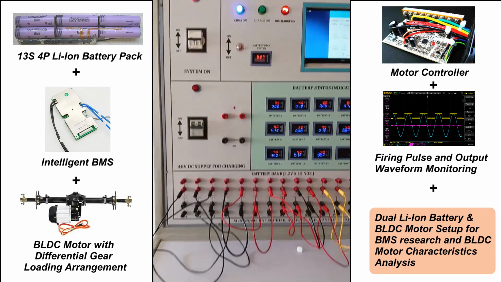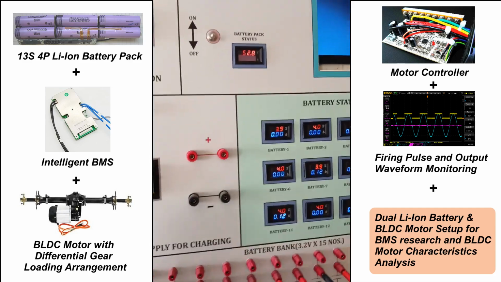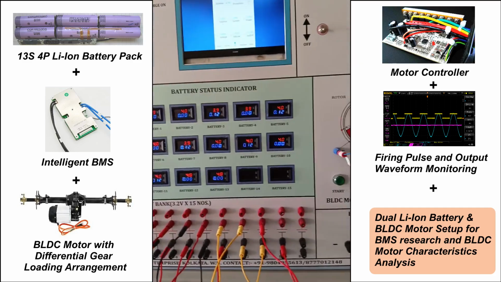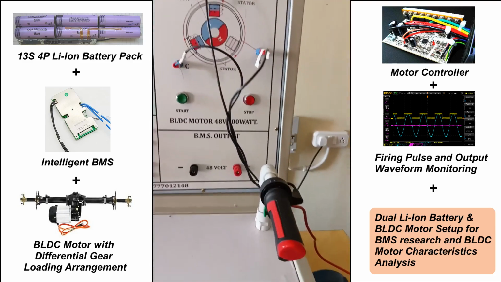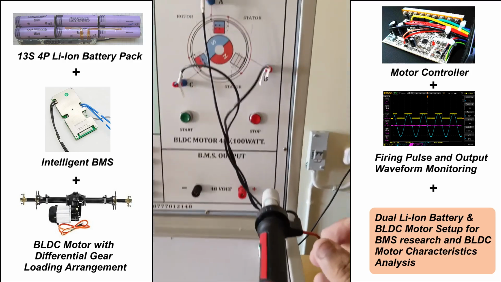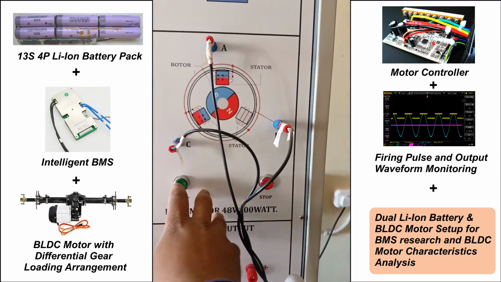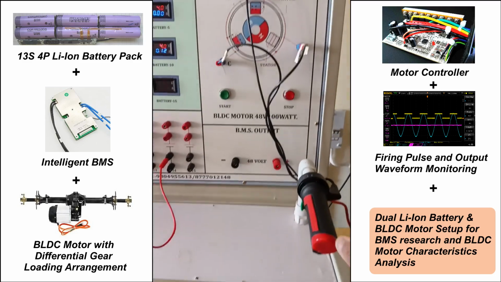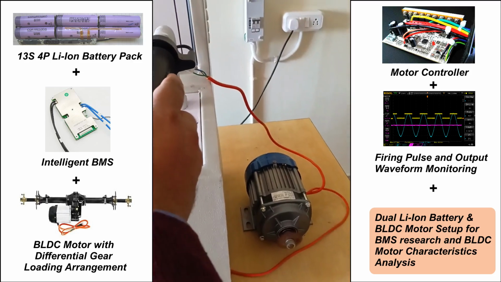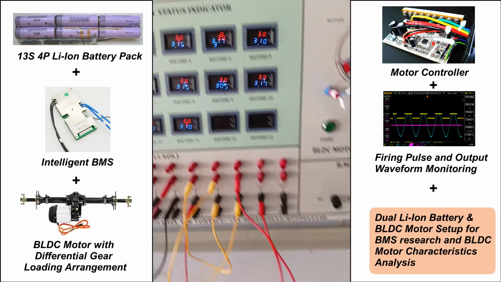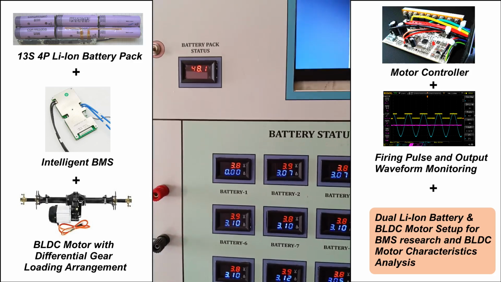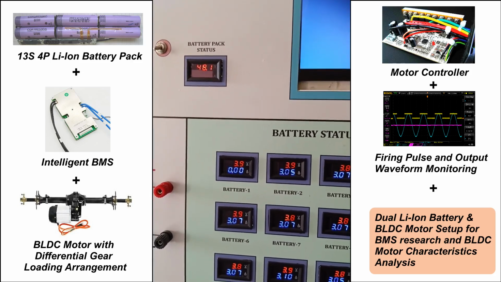So let us first see how this panel functions. The whole panel has been turned on. Now if we give a throttle, there will be no output since I have not turned on the contactor of the motor. Once the motor contactor has been turned on, if we give throttle, we can see the motor starts rotating.